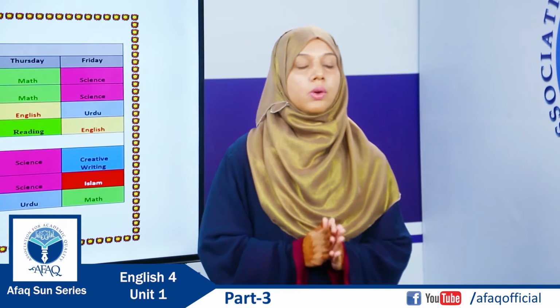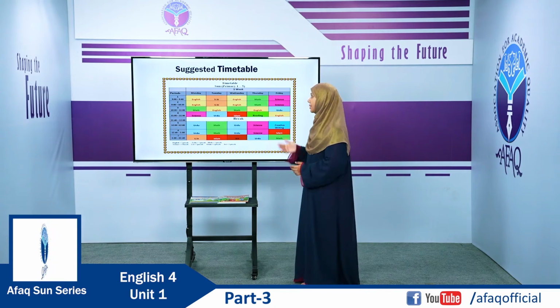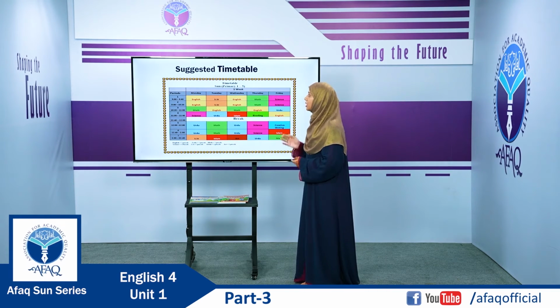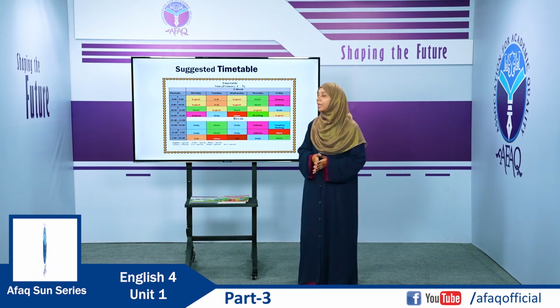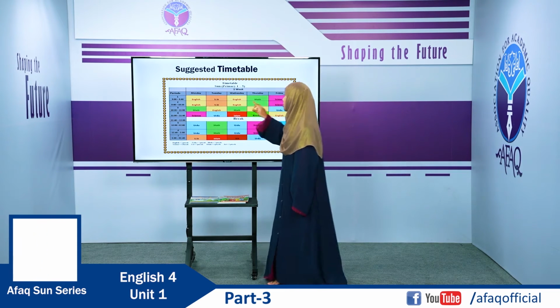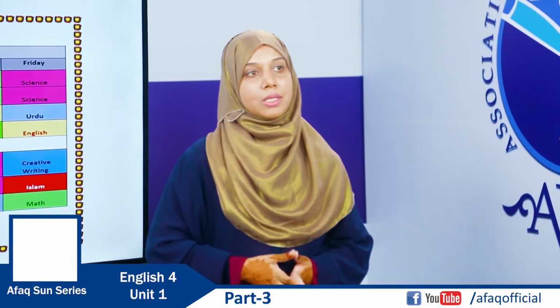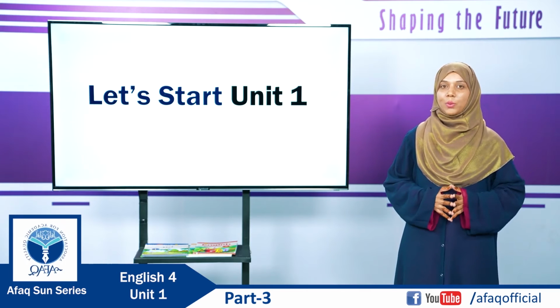That's not all. On the basis of subject weightages and academic calendar, we also provide you suggested timetables. This is a suggested timetable for primary school, and we have allocated 7 lessons or 7 periods for English subject. You can change the days in which you cover these 7 periods. Now let's start Unit 1.